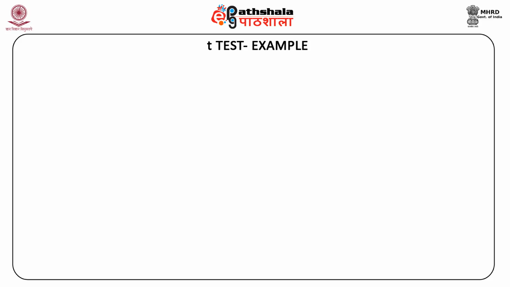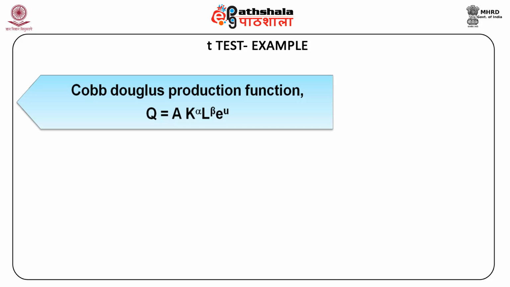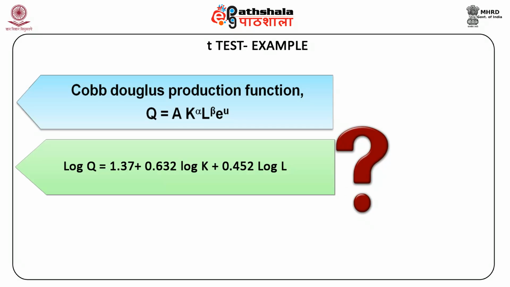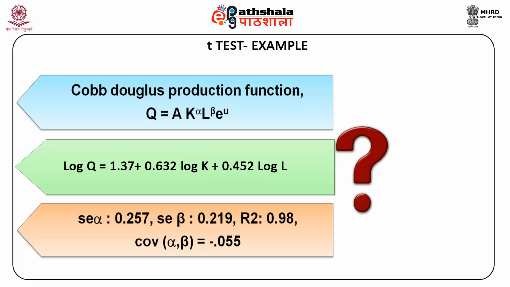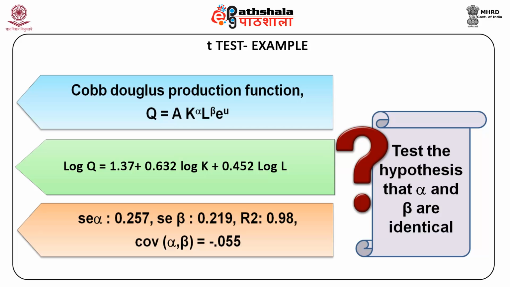Let us understand the t-test with the help of an example. Consider a Cobb-Douglas production function, Q is equal to A K raised to the power of alpha, L raised to the power of beta, e raised to the power of mu. It is estimated as log Q is equal to 1.37 plus 0.632 log K plus 0.452 log L. SE alpha is equal to 0.257, SE beta is 0.219, R2 is equal to 0.98, covariance alpha beta is minus 0.055. You are required to test the hypothesis that alpha and beta are identical.